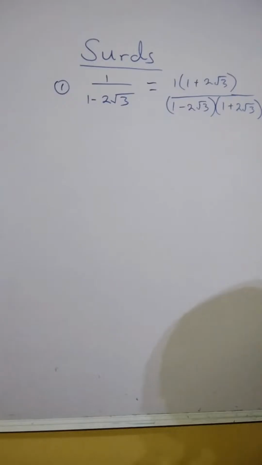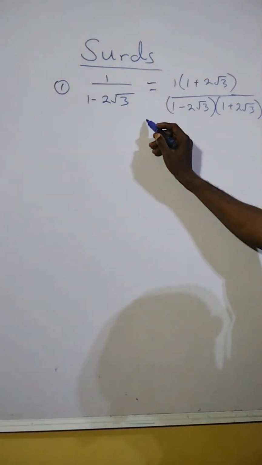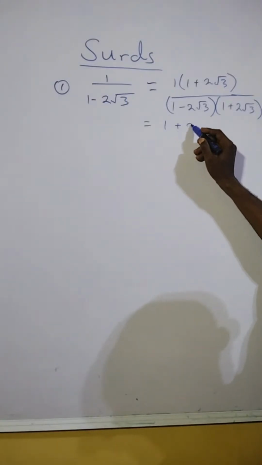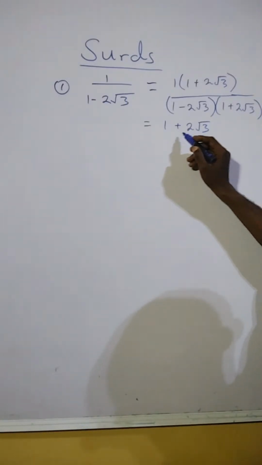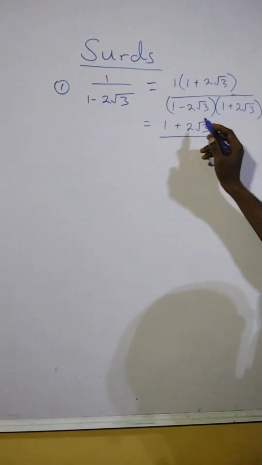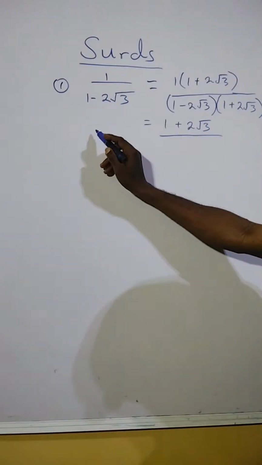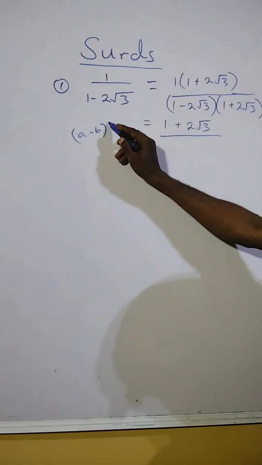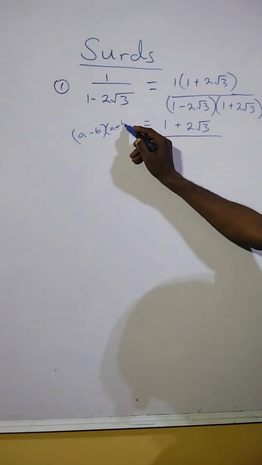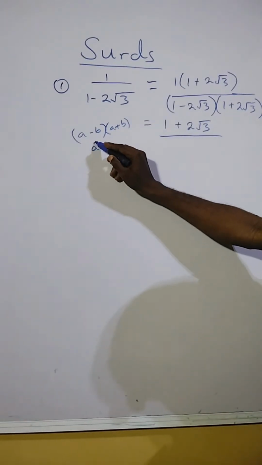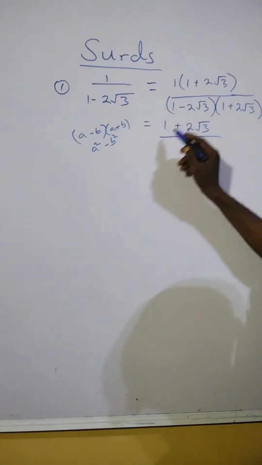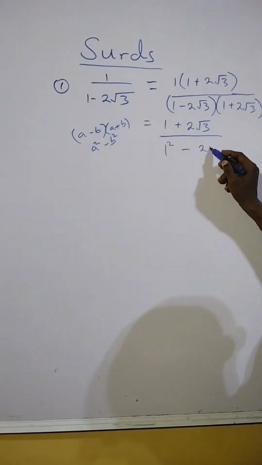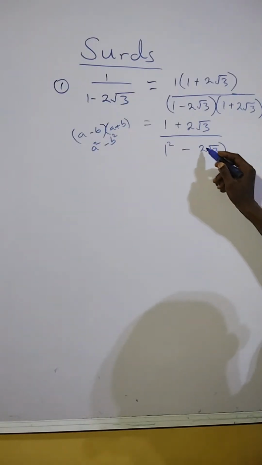The next step here, we can expand the brackets. When we open this bracket, we have 1 plus 2 root 3, then divided by this, our conjugate surd, and it follows that when we have a minus b into brackets, a plus b, we can write this as a square minus b square. That is, here we have 1 square minus 2 root 3 square.